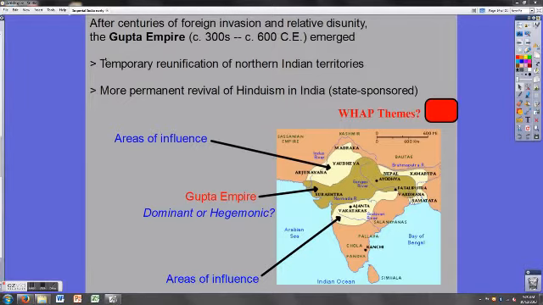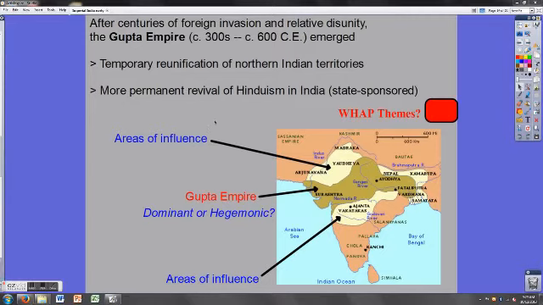What's most important to remember about the Gupta Empire is the religious impact they left on India. Remember that under Ashoka, Buddhism had been the big thing. Buddhism was promoted under the Mauryan Empire near the end and really replaced Hinduism. And it might have stayed that way. And India might be majority Buddhist today if not for what the Gupta Empire did.